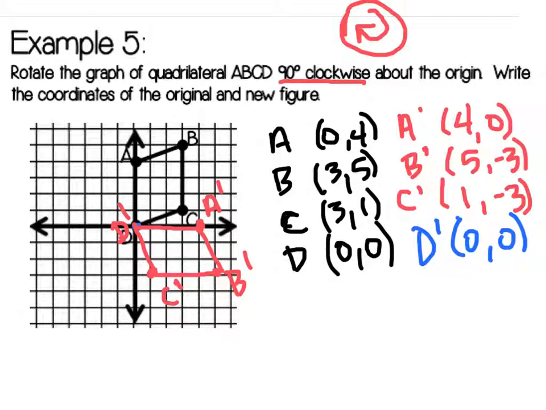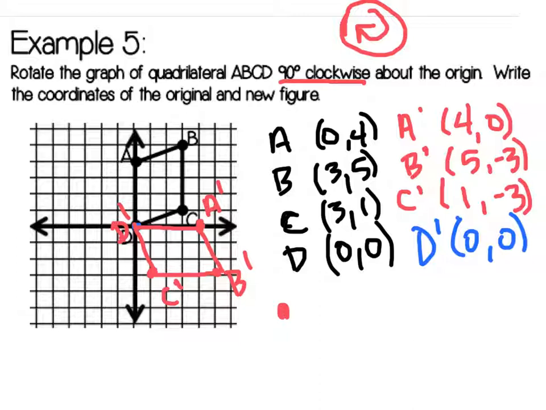And then D switched places, and it's now 0, 0. Now, the two that I want to focus on are point B and C because they don't have zeros in them. Our X and Y switched places, but then what happened to the Y values? They changed signs. So there are two things that happen when we rotate 90 degrees.